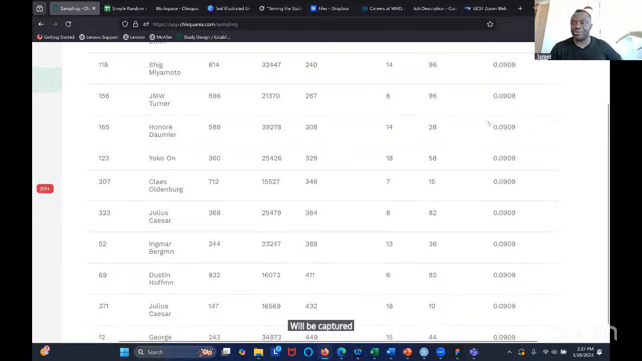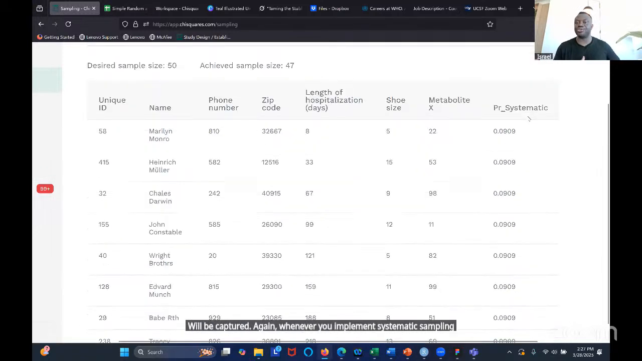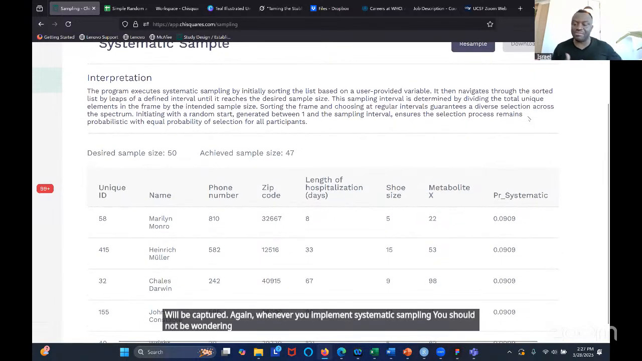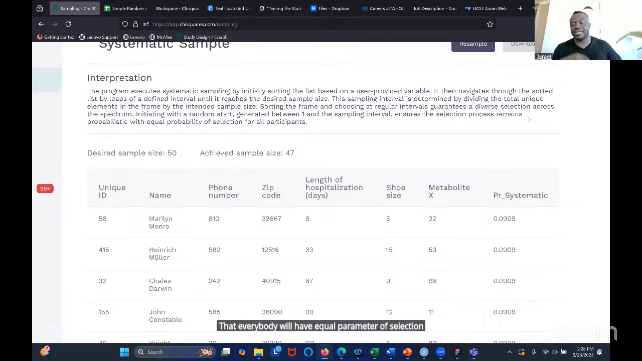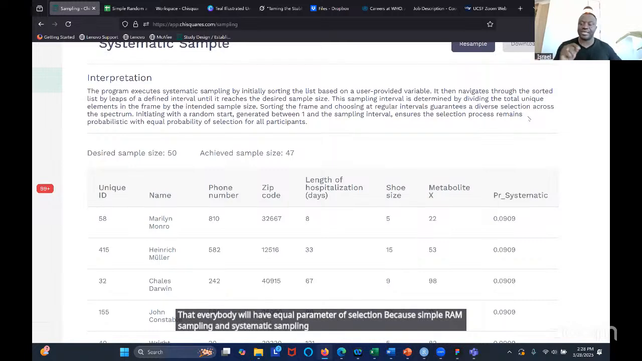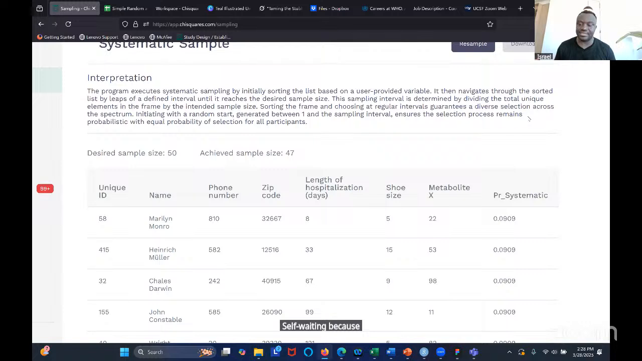Again, whenever you implement systematic sampling, you should not be wondering whether everybody has equal probability. You should know that everybody will have equal probability of selection, because simple random sampling and systematic sampling guarantee that everybody will have an equal selection probability. And so this is what we call a self-weighting sample. Self-weighting because you don't need to apply weights, because everybody has an equal selection probability.